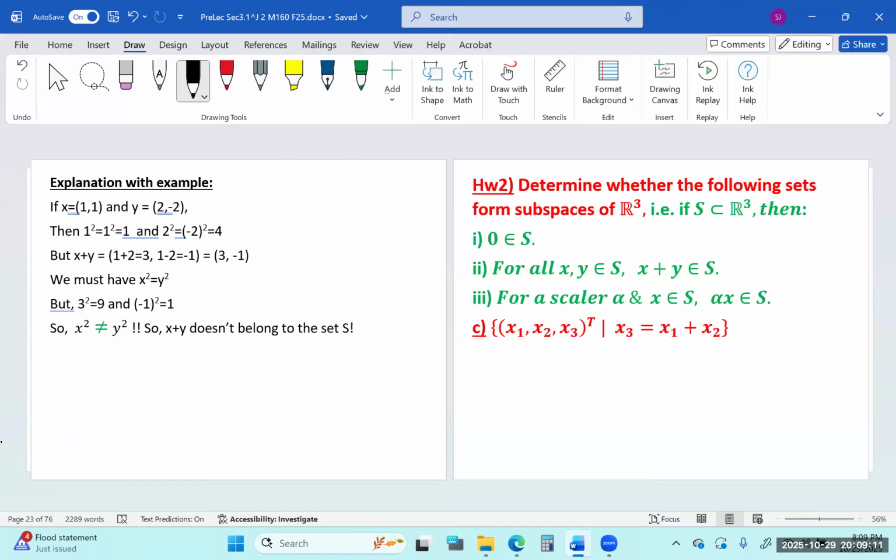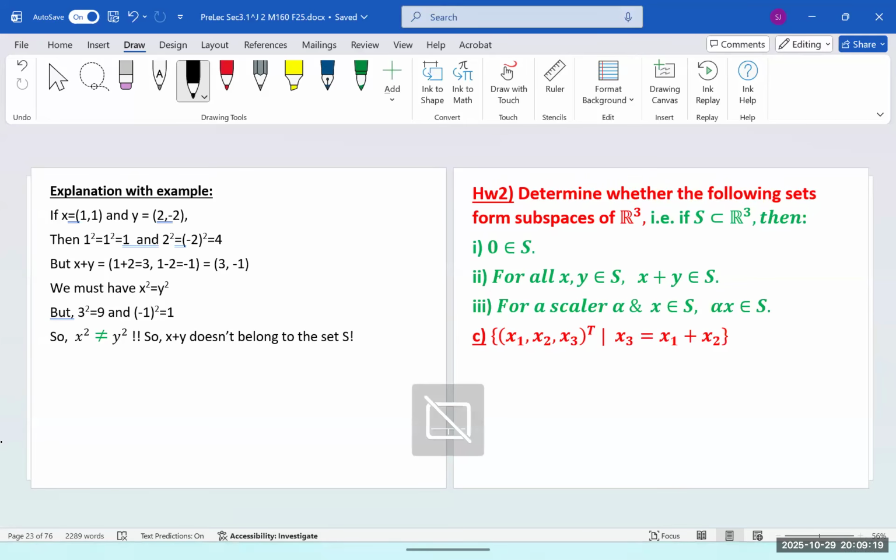Okay, so what do you think? Let's check the first condition. No, you cannot do anything. It's the condition. You have a vector that consists of 3 elements. The third element is the sum of the first 2 elements.